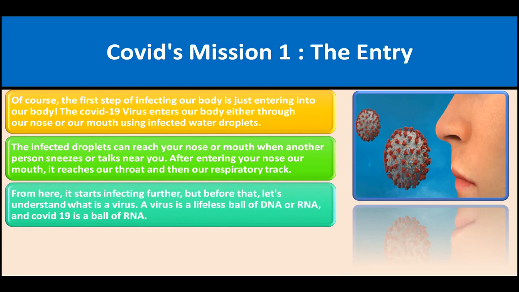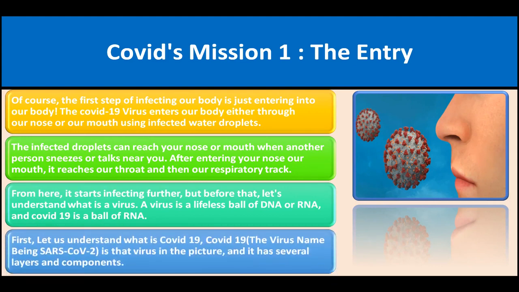But before all that, let's understand what is a virus. A virus is a lifeless ball of DNA or RNA, basically any genetic material. And COVID 19 is a ball of RNA. First, let us understand what is COVID 19, the virus name being SARS CoV 2. COVID 19 is that virus in the picture and it has several layers and components. So let's look at them.